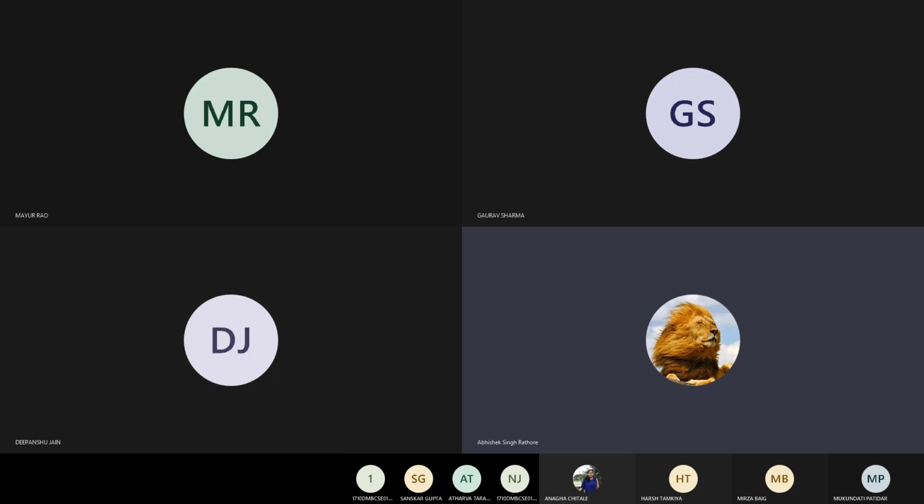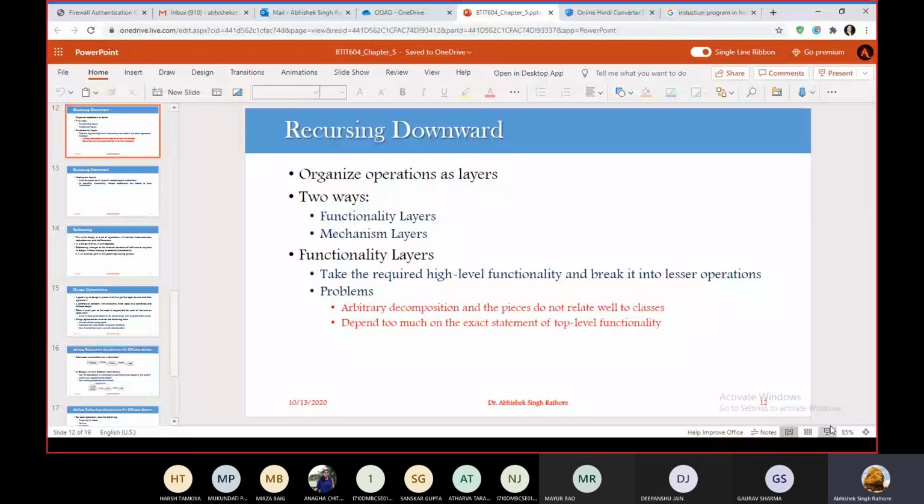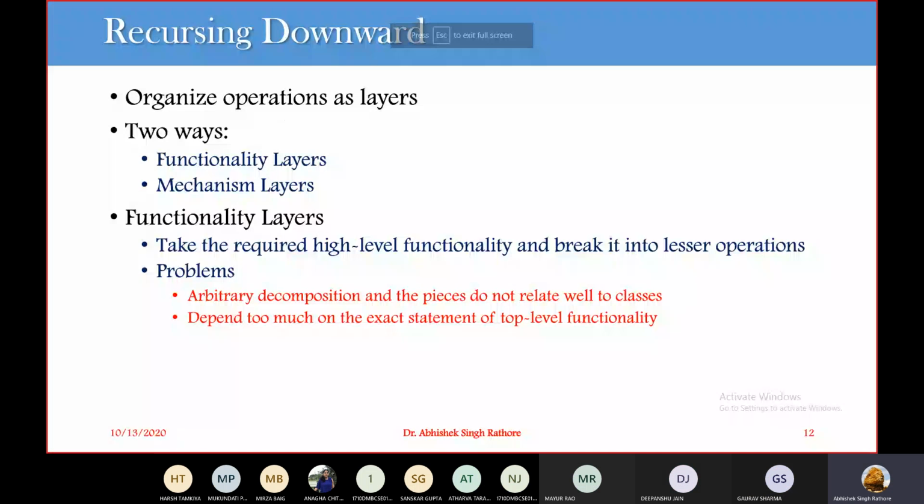Fine. So in the last class, we were talking about class design, and in this class design we are going for this recursive downward thing. So in this recursive downward, what we are trying to do is that we like to organize our different types of operations that have been identified as an intermediate operation, and that are associated with some classes, and these operations are supposed to be the internal operations.